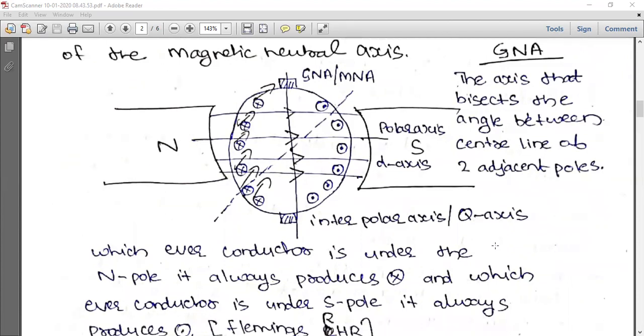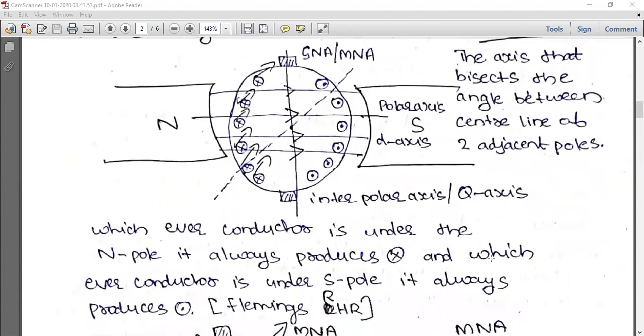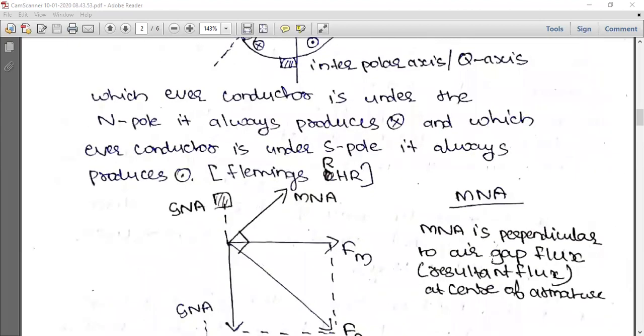Important: from Fleming's right hand rule, we know that whichever conductor is under the north pole always produces a cross, that is, going inside, and whichever conductor is under the south pole always produces a dot, that is, coming outside. How to determine this direction you already know. I taught you in the initial classes using Fleming's right hand rule. Your three fingers should be kept perpendicular, and you know how to do it. I'm not explaining it now.